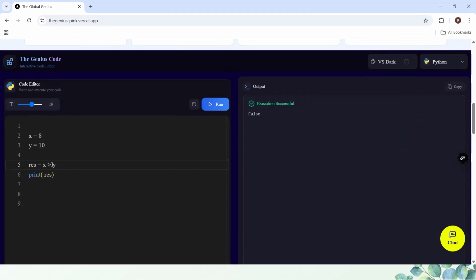But if you now say x is 83 and y is 10, so x is now 83, y is 10. So x greater than y. Is 83 greater than y? True.